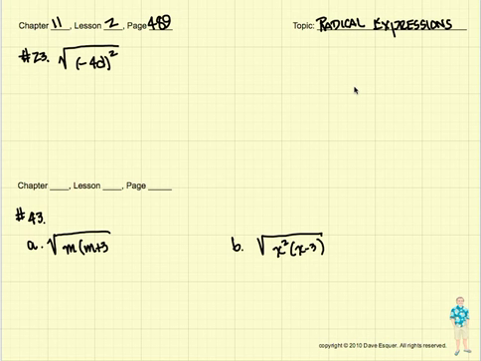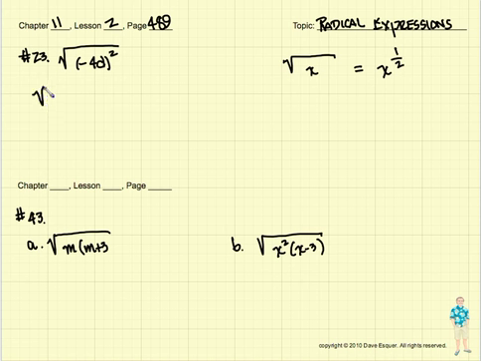We're going to be talking about radical expressions. Just as a refresher, I like to think of a radical as the same thing as something raised to the 1/2 power. As long as I think of a radical as something raised to the 1/2 power, it makes life much easier for me. So number 23, let's start.